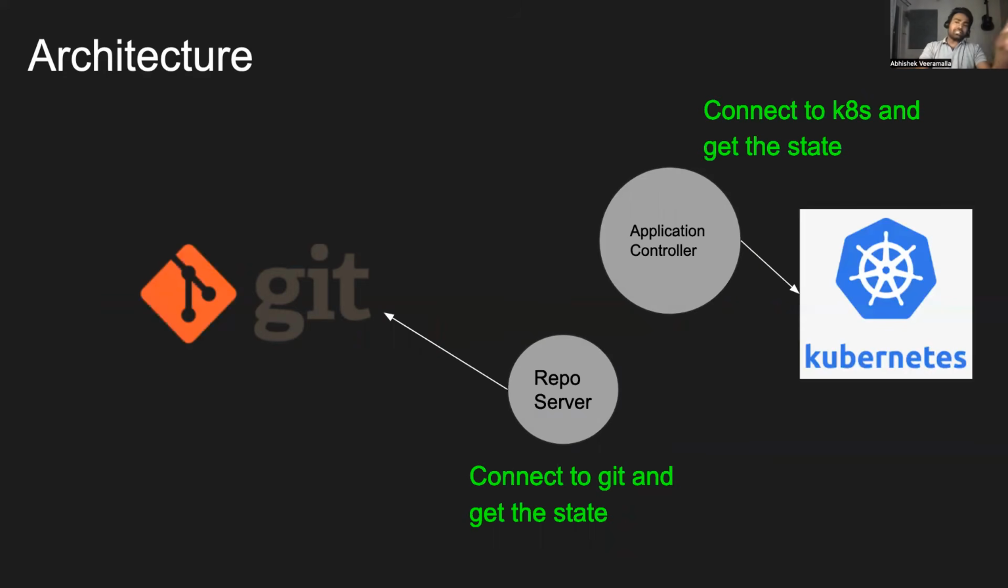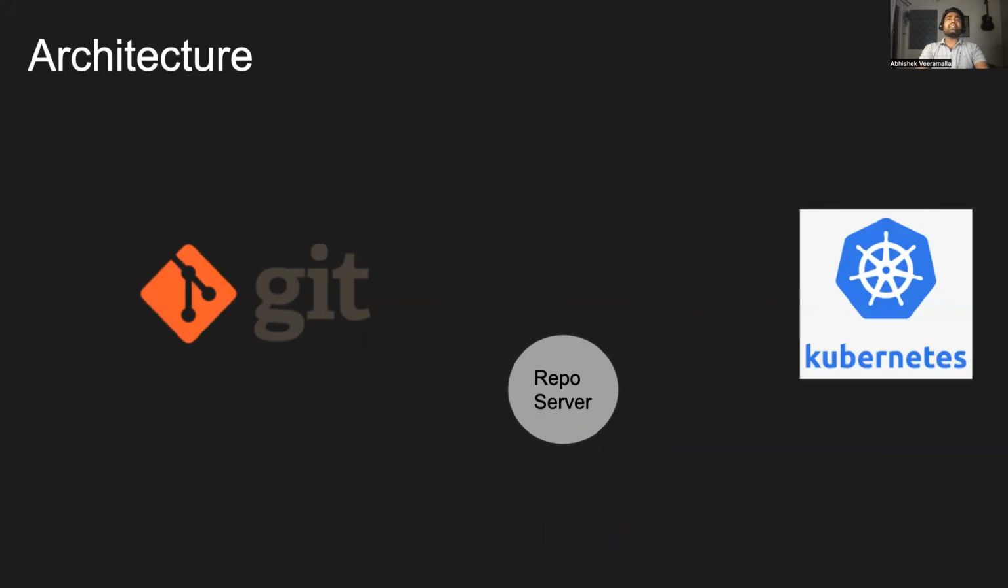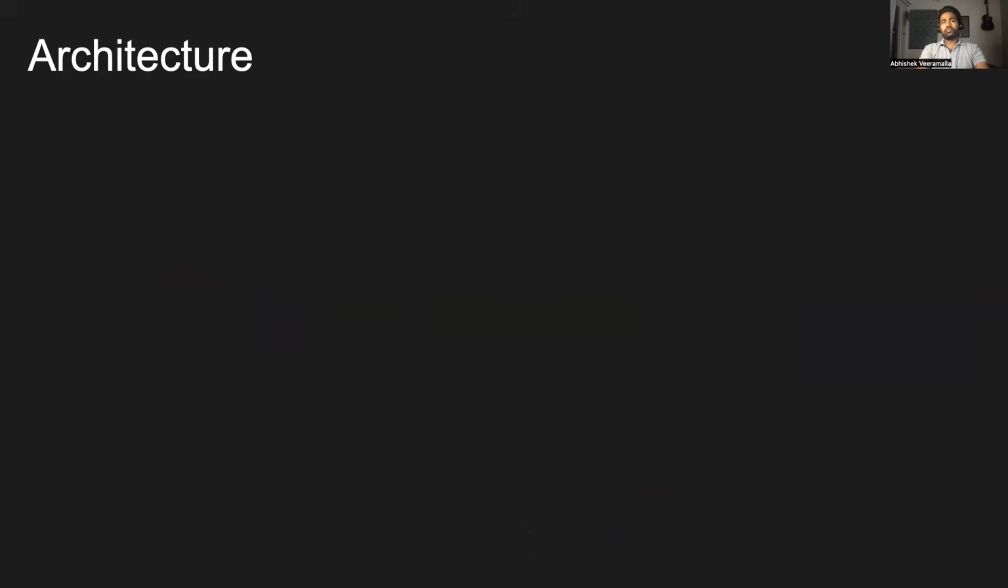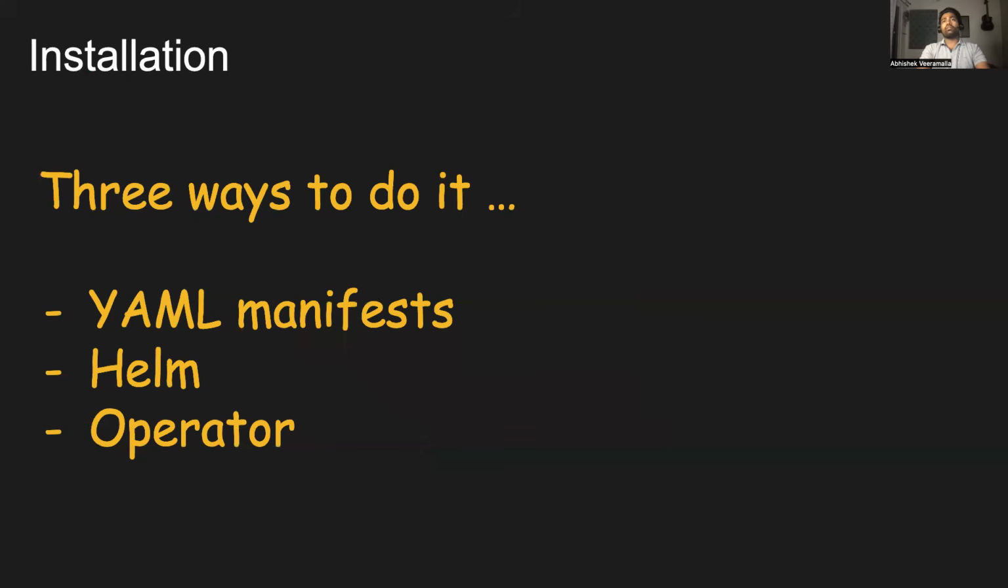Now, apart from this, if I just minimize these slides, you have the installation part for Argo CD, where you can install Argo CD using YAML manifest, you can install using Helm, or you can install using the Kubernetes operators concept itself. In the next class, I'm going to talk about this installation part, and we will do a live demo. We will take one application and try to deploy it onto the Kubernetes cluster.